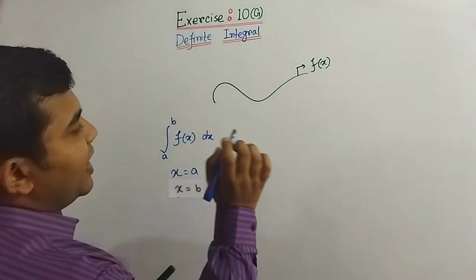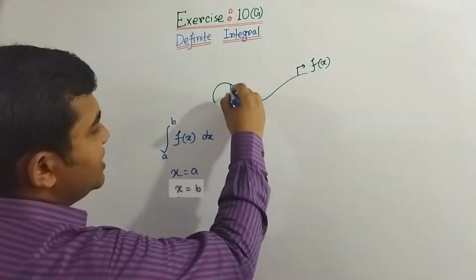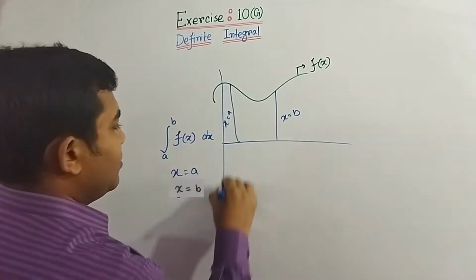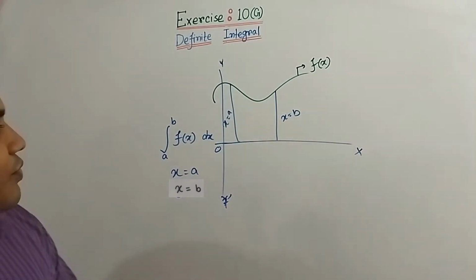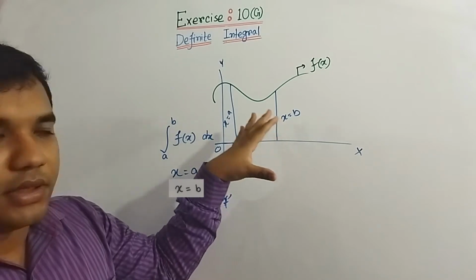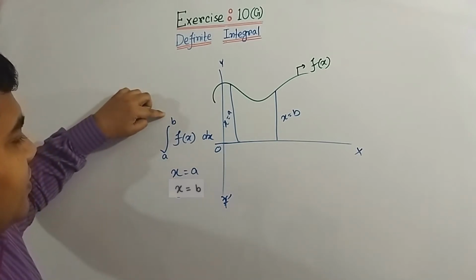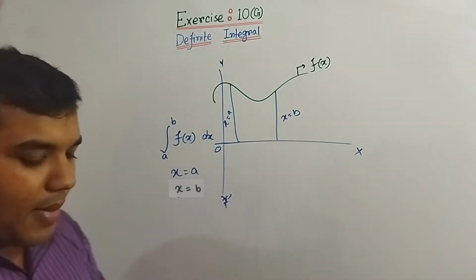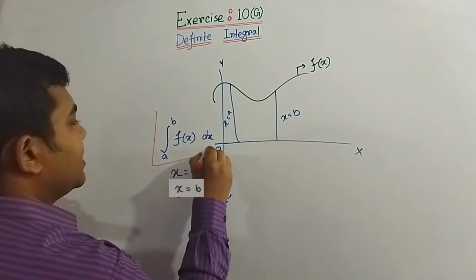That means if we are trying to find the area between x equal to a and x equal to b under this curve, say for example this is the line of x equal to a and this is the line of x equal to b, then trying to find the area between these two lines under the curve, that is the definite integral. That means the integration from a to b of f of x dx represents an area. This area lies in this part, that is this area is represented by this expression. Clear?